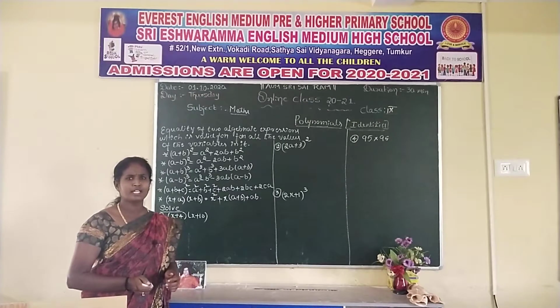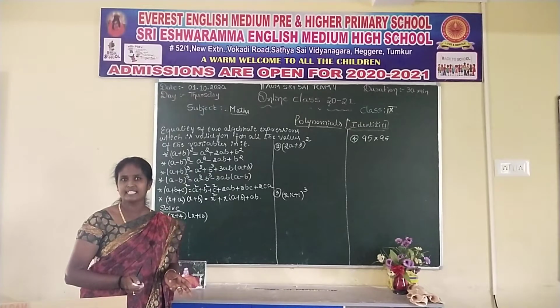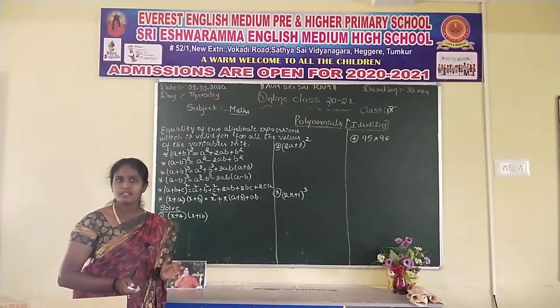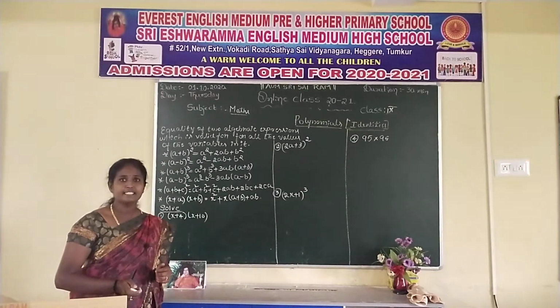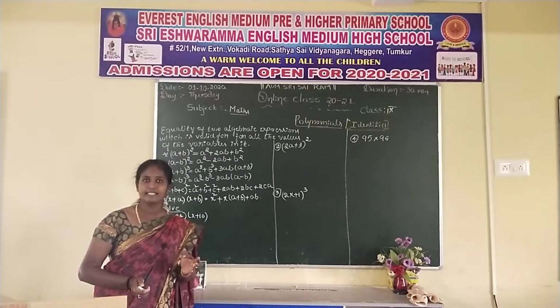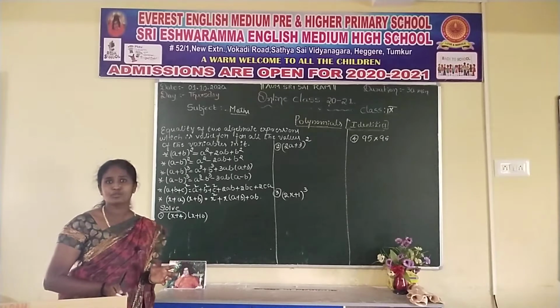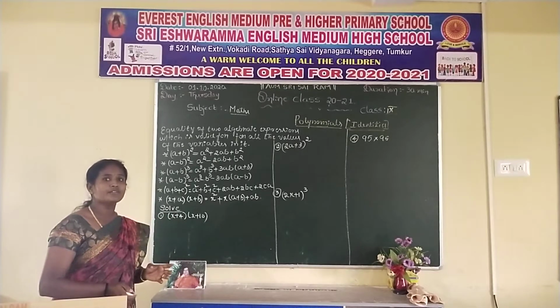Identities. Commonly you used these formulas in your 7th and 8th standard. Specifically, those equations are called identities. Formulas are different, identities are different. An identity is nothing but an equation that is true for all values. It is true for all the values.